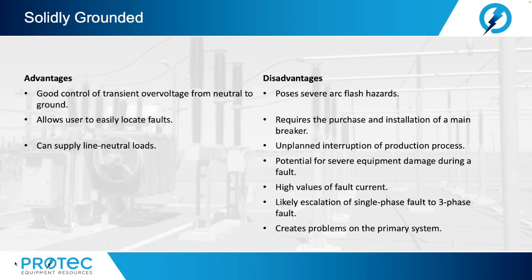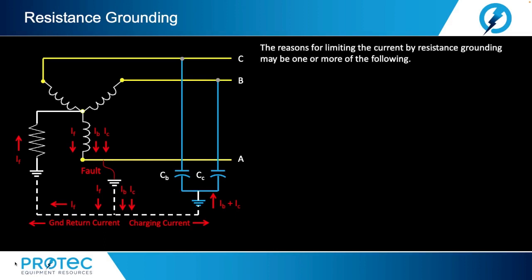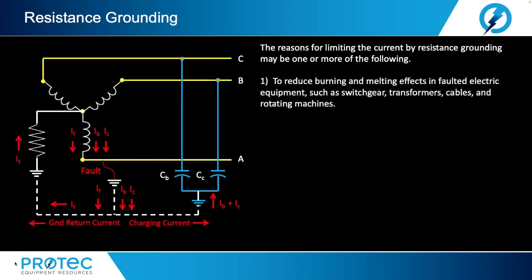All right, now let's take a look at resistive grounding methods. The reason for limiting the current by resistive grounding may be one or more of the following. 1. To reduce burning and melting effects in faulted electrical equipment, such as switchgear, transformers, cables, and rotating machines. 2. To reduce mechanical stresses in circuits and apparatus carrying fault currents.